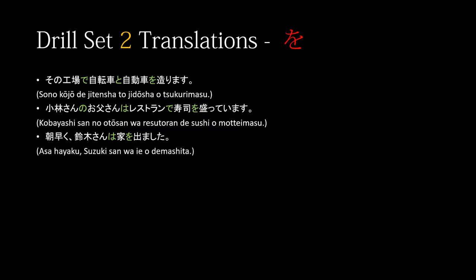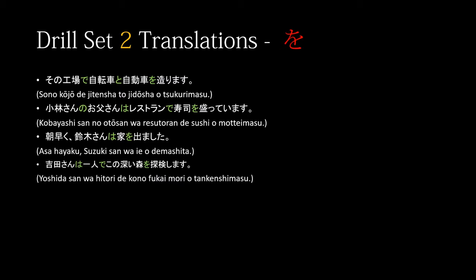Our third sentence is a simple one. 朝早く鈴木さんは家を出ました。We see here that wa once again follows suit as it has in the previous sentence by marking the topic of our sentence, and that is Suzuki-san. After that, with wo, we have shown the origin of his movement, or in this case, we have conveyed the meaning of him leaving the house or exiting his house.